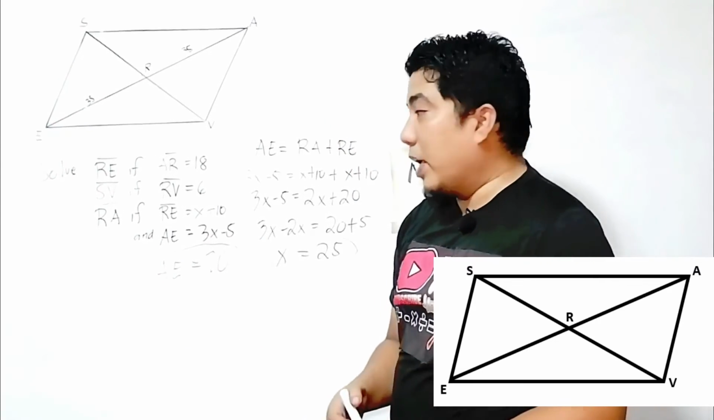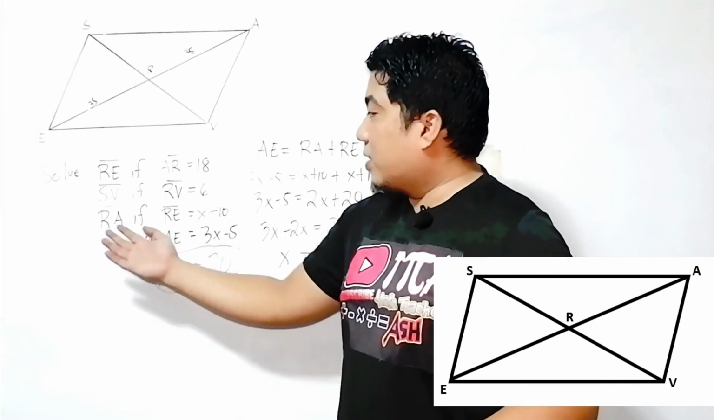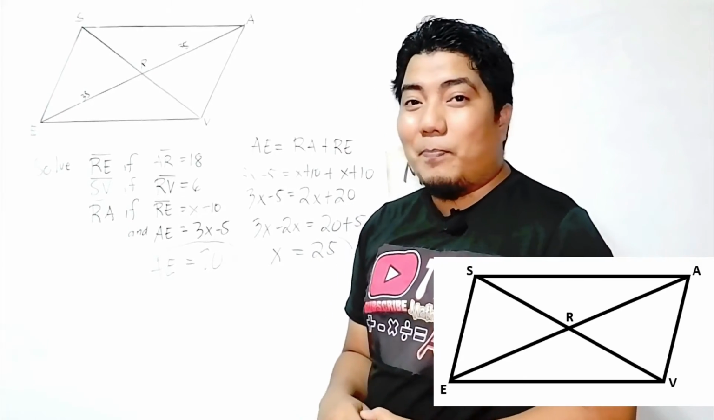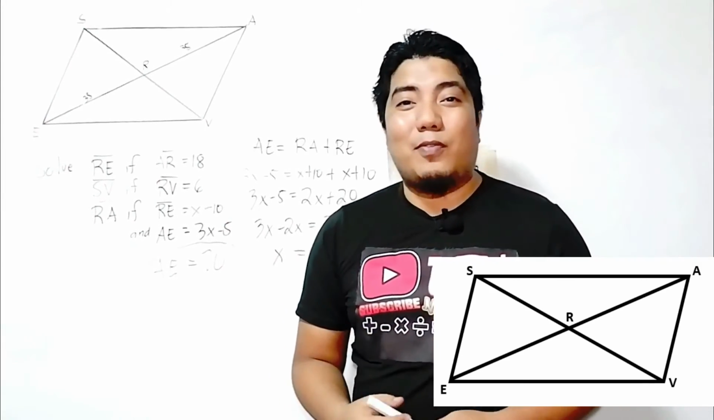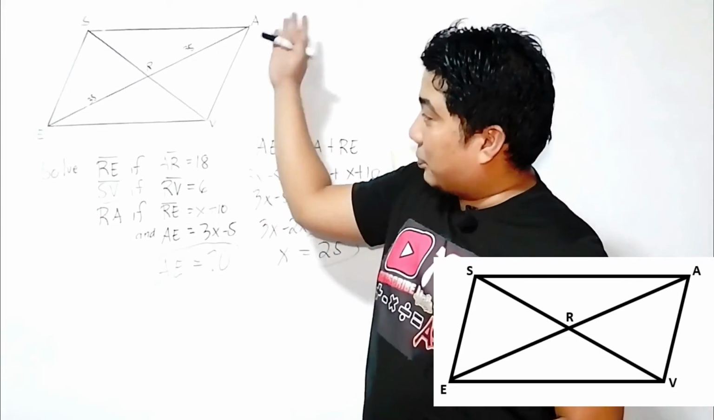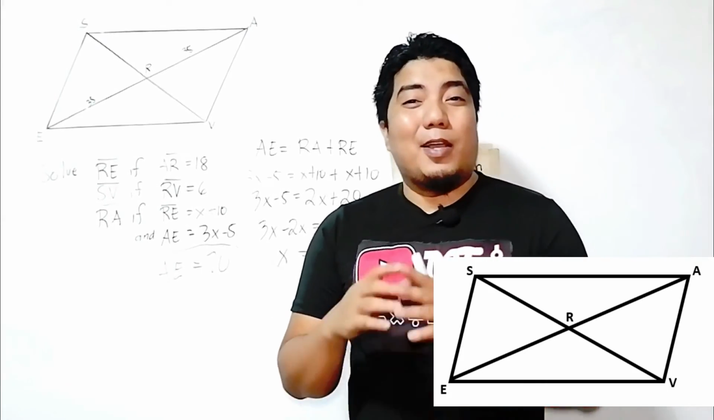So therefore, if we just answer the problem, what is the measurement of line segment RA? That is 35 units. Of course, we have also solved the values of the line segment RE and the line segment AE. Easy, right? Now, let us go to our final problem.